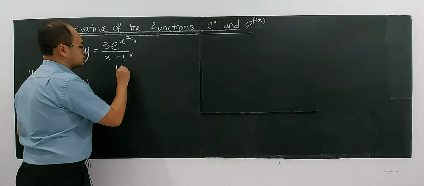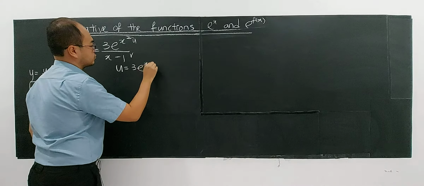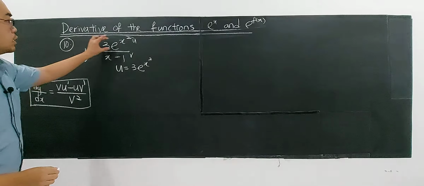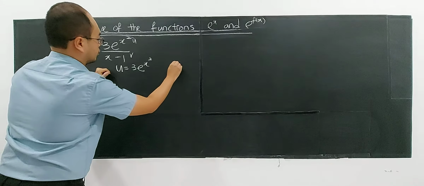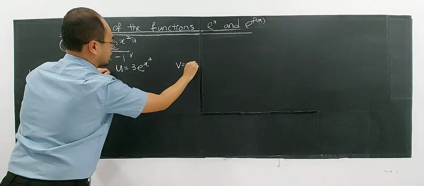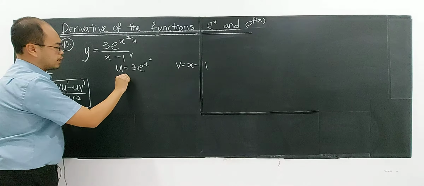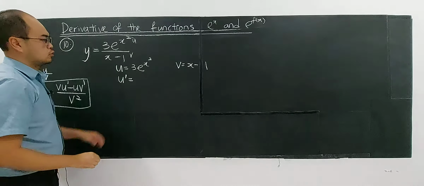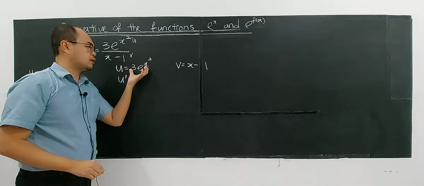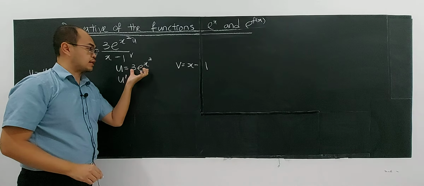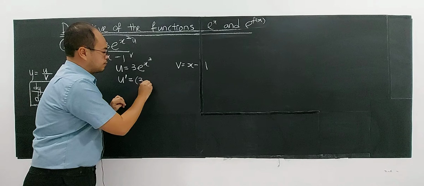So your u in this case here will be 3e^(x²), the whole thing here. Your v will be x minus 1. So you need the u prime and v prime. U prime, so differentiate this one. Now you think about the formula for differentiating an exponential function. This is an exponential function. So you have to copy back.